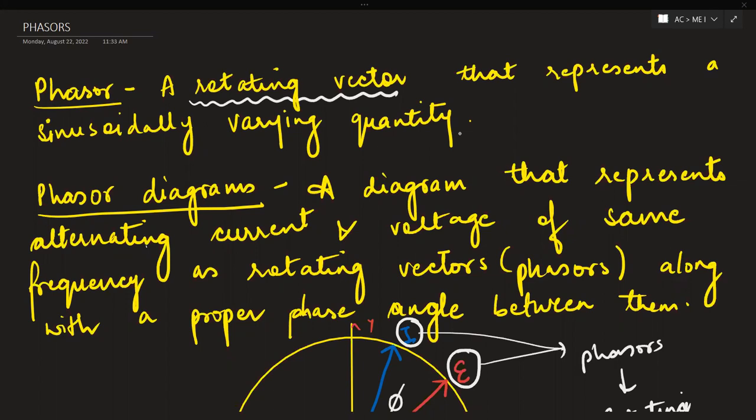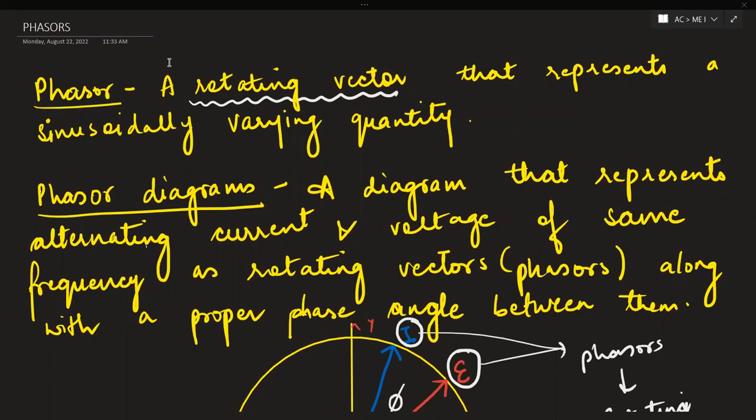Ma'am, what is it that represents? What? Yes, Amat, what are you asking? Ma'am, I just wanted to know what is this? A phasor that represents what is this word I want? Rotating vector. A rotating vector that represents a sinusoidally varying quantity.